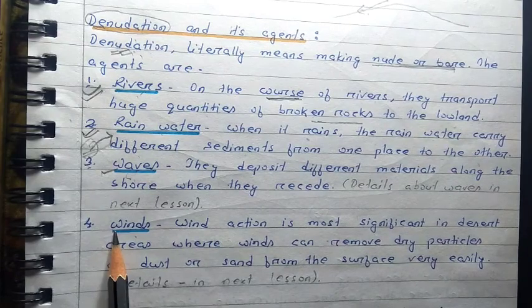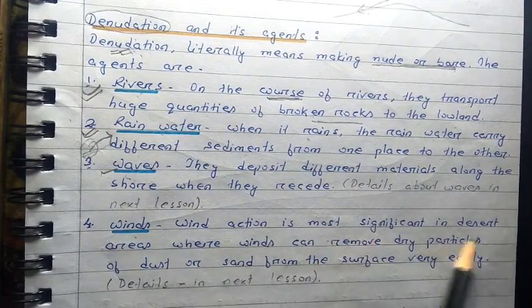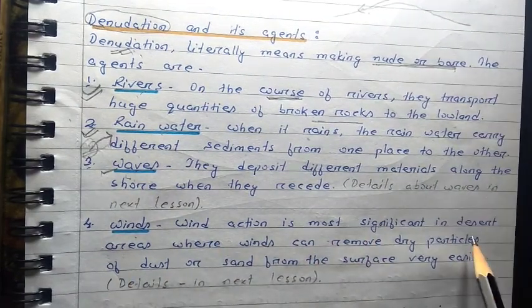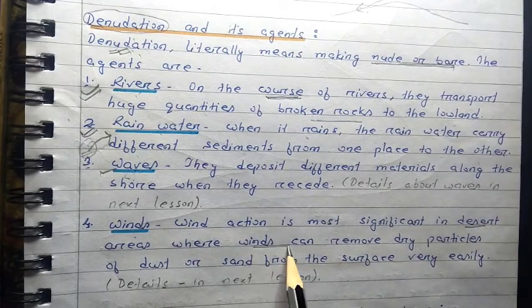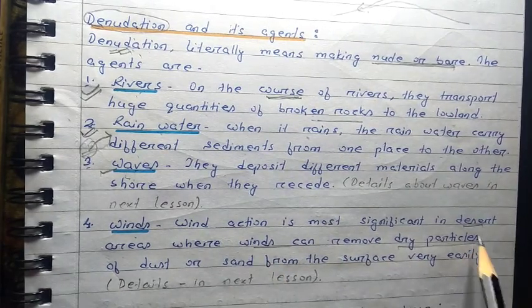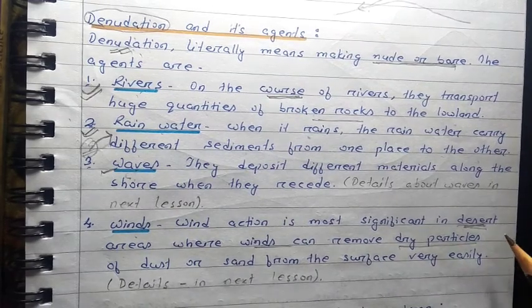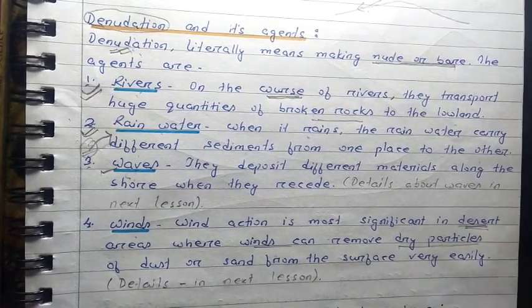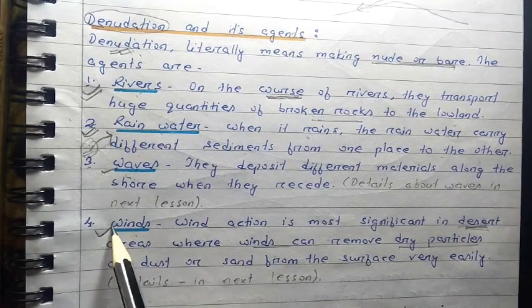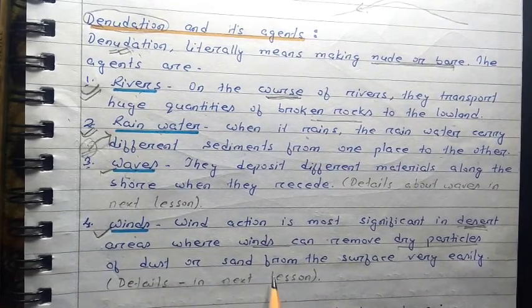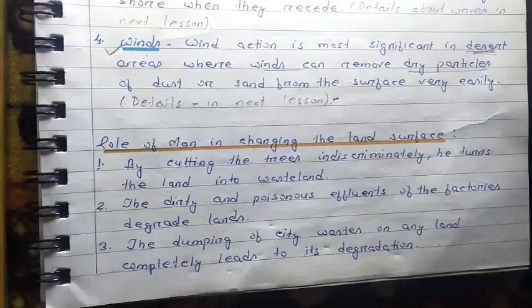Last one is winds. Wind action is most significant in desert areas. In the desert areas, winds can remove dry particles very easily, because in the desert areas plants are very few, and in desert areas we can find mainly sandy soil which can be easily carried away by the winds. About that also, details are given in the next lesson.